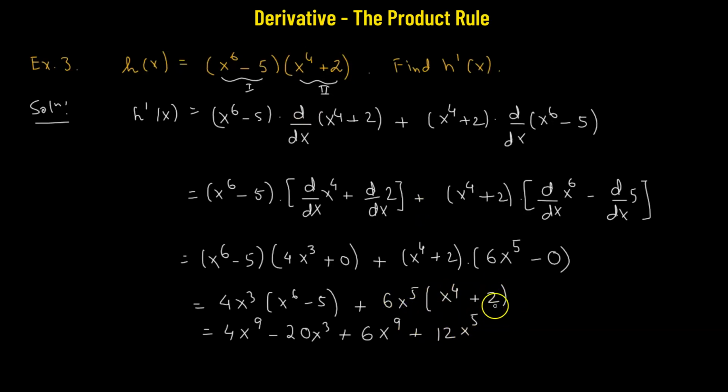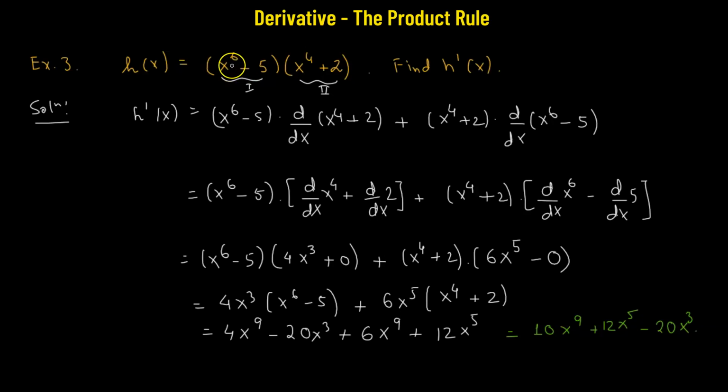So this is 12 times x raised to the power of 5. And therefore we should finally get, so we will add the first term and the third term. So this is 10 times x raised to the power of 9. Then we consider the fourth term, so this is plus 12x raised to the power of 5, and the second term, negative 20x cubed. So this is the derivative of the given function.